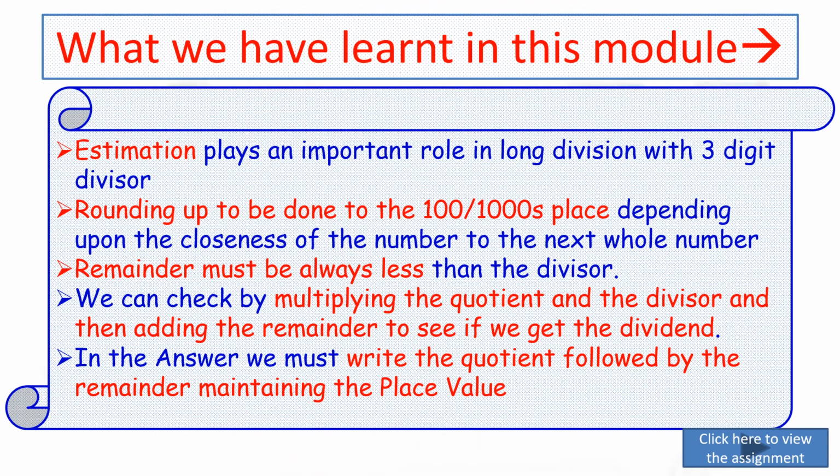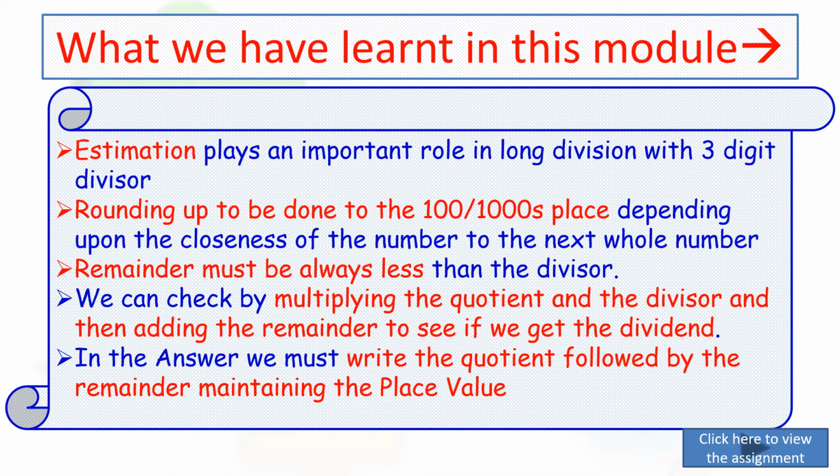Let us have a quick recap of what we have learnt in this module. Estimation plays an important role in the long division with 3-digit divisor also. Rounding up is to be done to the hundred or the thousands place. Now this is a little tricky because it depends upon the closeness of the number to the next whole number. For example, if it is 1120, then the rounding up will be 1200. But if it is 1800 or 1900 and something, then it will be rounded up to 2000.